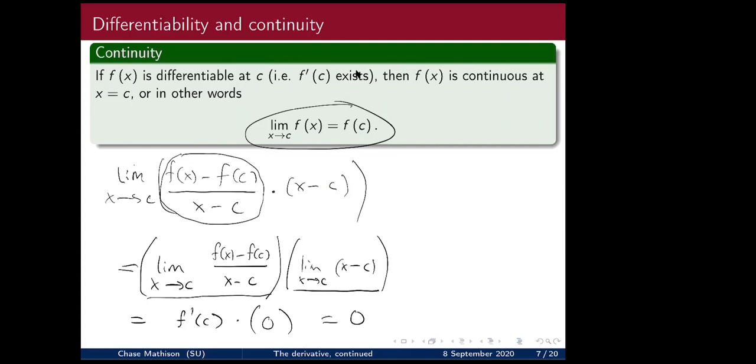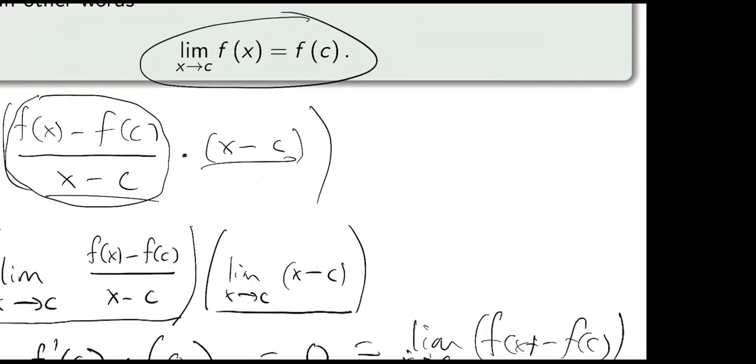And so we're done. Does everybody see that we're done? Because what we started with, I multiplied by x minus c divided by x minus c. So what we really started with was the limit as x approaches c of f of x minus f of c. We ended with 0. So that means that the limit as x approaches c of f of x is f of c. And we showed that the function is continuous at c. Okay. Are there any questions on that?